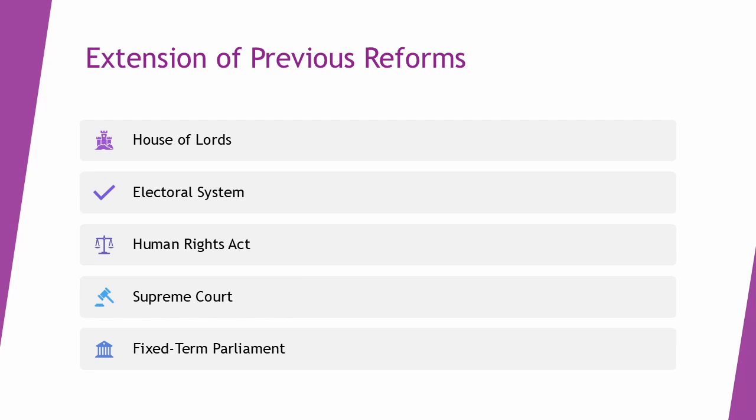The powers of the Supreme Court should be extended as it strengthens the judiciary's ability to check executive power and uphold the rule of law. However, they should not be extended because it risks undermining parliamentary sovereignty and politicizing the judiciary. The Fixed-Term Parliaments Act should be extended as it prevents opportunistic early elections and ensures political stability. However, it should not be extended because it restricts the government's ability to respond flexibly to political crises.